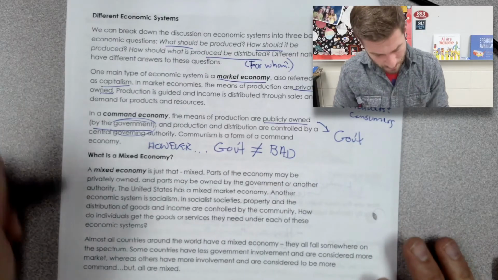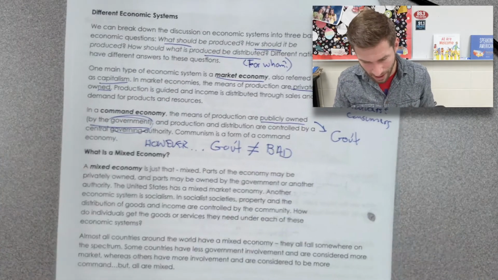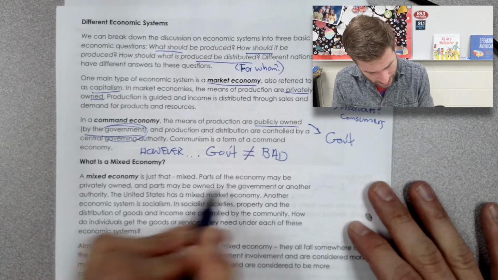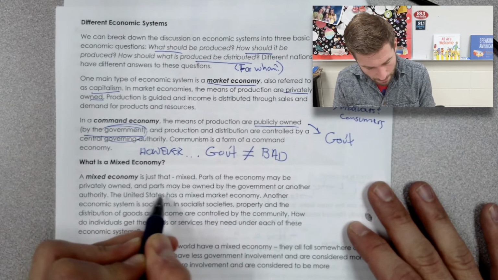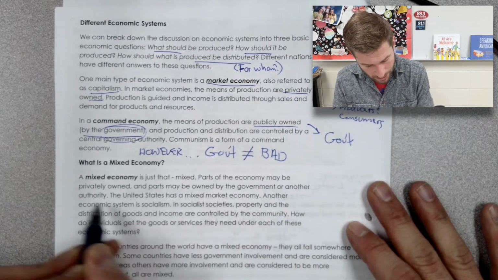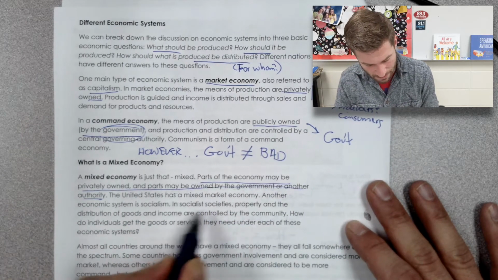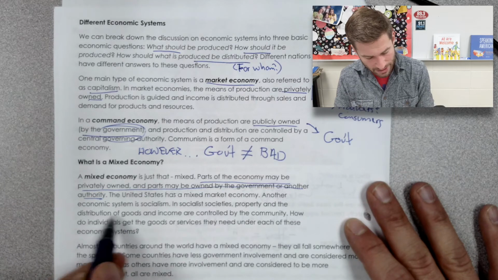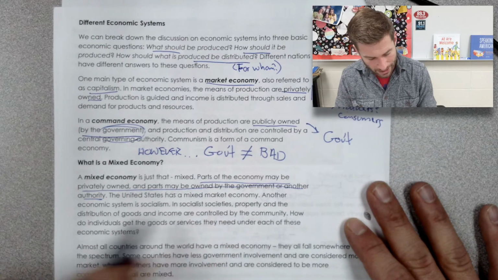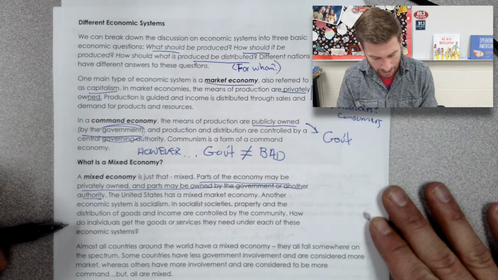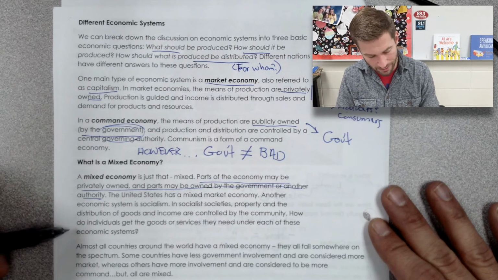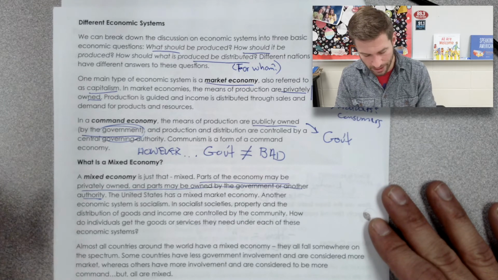So let's read on. What is a mixed economy? A mixed economy is just that. Parts of the economy may be privately owned, and parts may be owned by the government or another authority. The United States has a mixed economy. Another economic system is socialism. In socialist societies, property and distribution of goods and income are controlled by the community. How do individuals get goods and services they need under each of these economic systems?